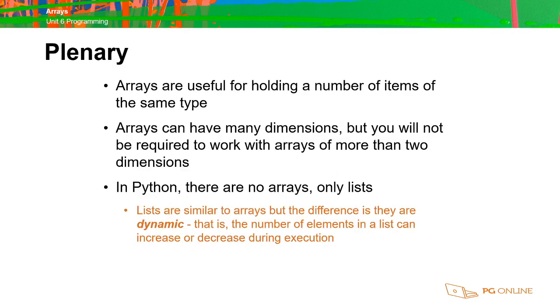Okay, to summarize. They're useful for holding a number of items of the same type, so names or ages or scores or something like that. There are up to what's called three-dimensional arrays. You're going to need to know no more than 2. We just focus on one-dimensional arrays. And as I said, in Python, there's no arrays, just lists, and lists are dynamic. They can increase. And plus, in lists, you can use multiple different data types. In arrays, it's just to be one data type. Okay, I'll do a separate video based on two-dimensional arrays.